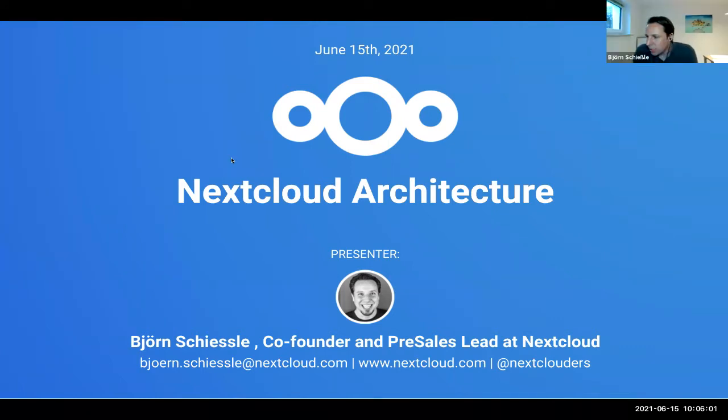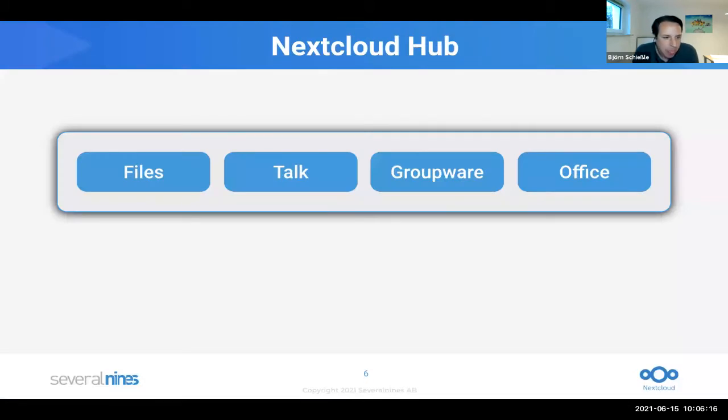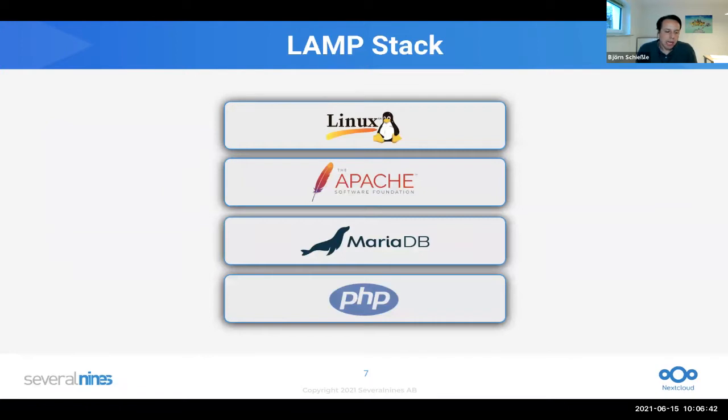Thanks, Vinay, for the introduction, and welcome everybody. I'm Björn Schießle, co-founder of Nextcloud and the team lead of the PreSales team. I will give you a quick introduction to the Nextcloud architecture before we move on to the database details. Nextcloud is a content collaboration platform which consists of 4 components: Nextcloud Files, Talk, Groupware, and Office. It's completely modular, so you can set up the system the way you want it with exactly the functionality you want to have. Today, we want to focus on Nextcloud Files because it's the most interesting part when it comes to database performance.